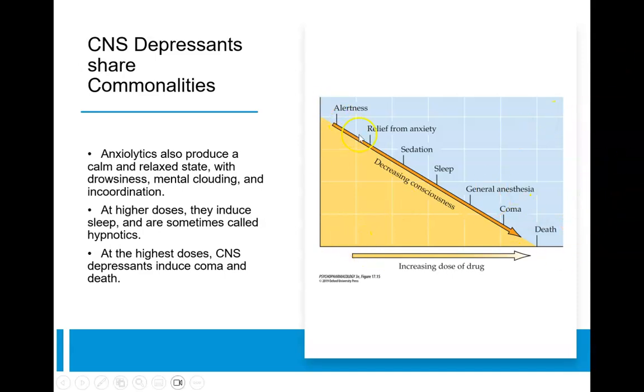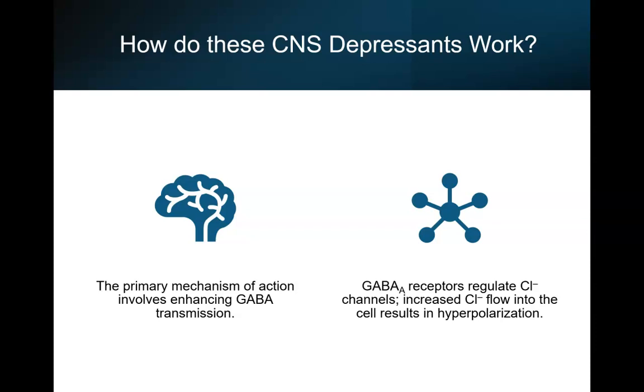So notice that these are all similar effects that you'll get, and they're all based on drug dose. So we have to be careful with these. So how do these work? What we're going to find with benzodiazepines and barbiturates is that the primary mechanism of action is all about enhancing GABA, in particular, GABA A receptors.